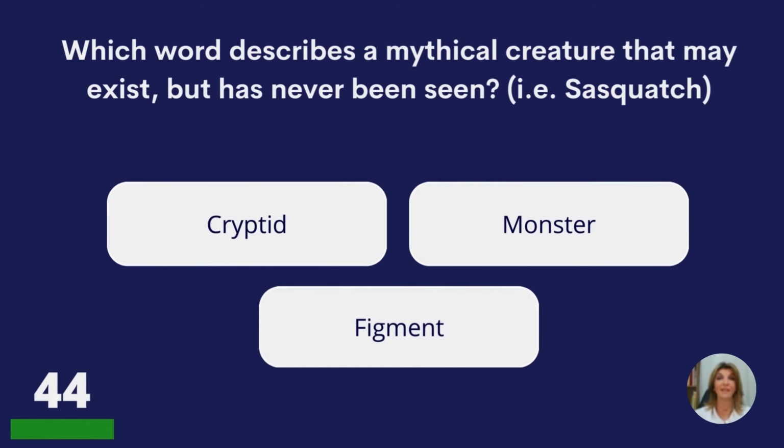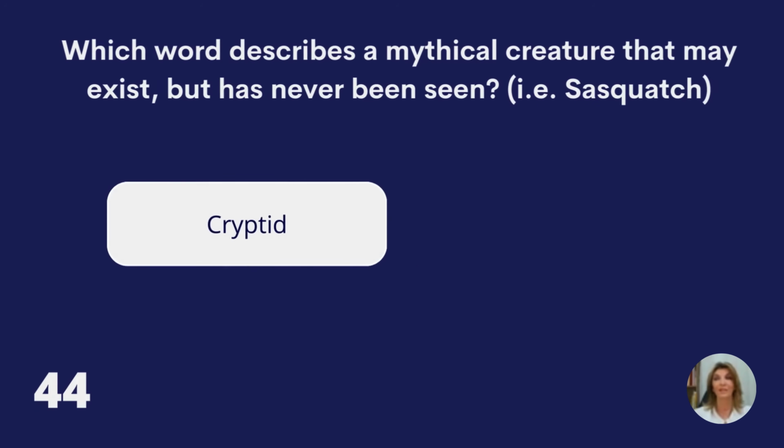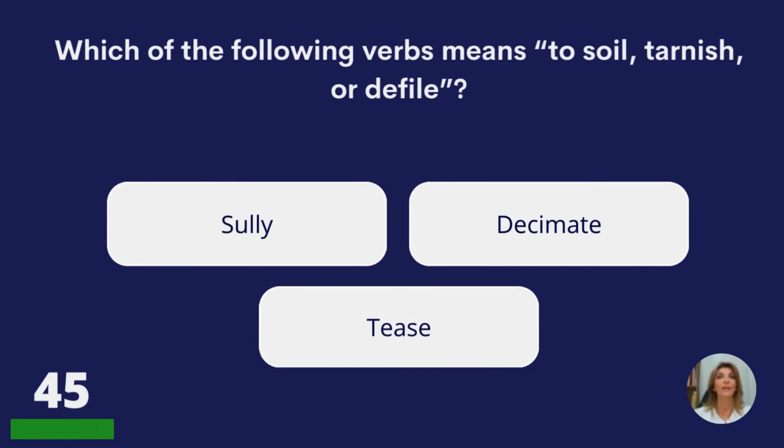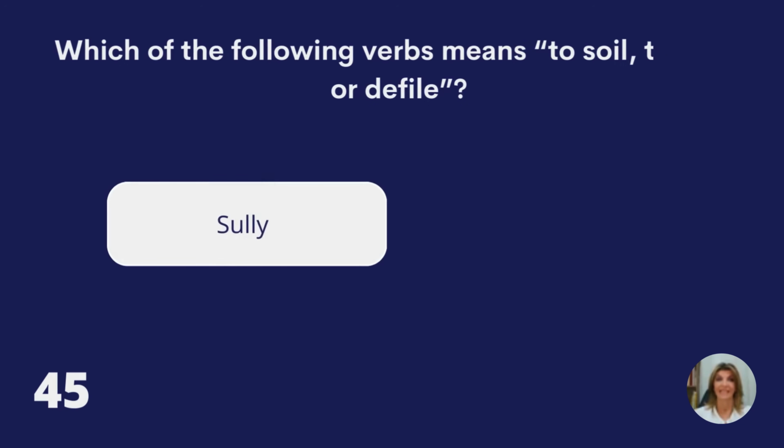Which word describes a mythical creature that may exist but has never been seen? For example, Sasquatch. A cryptid, a monster, or a figment? Cryptid. Which of the following verbs means to soil, tarnish, or defile? Sully, decimate, or tease? Sully.